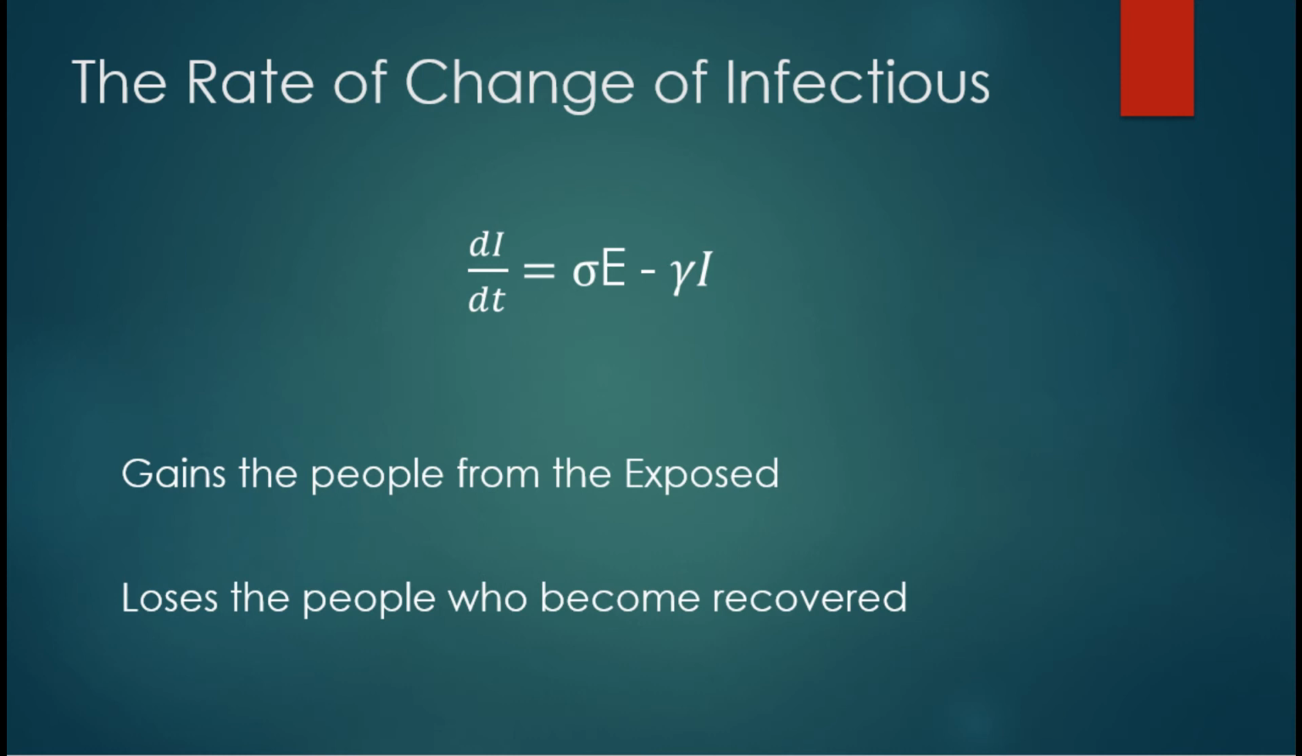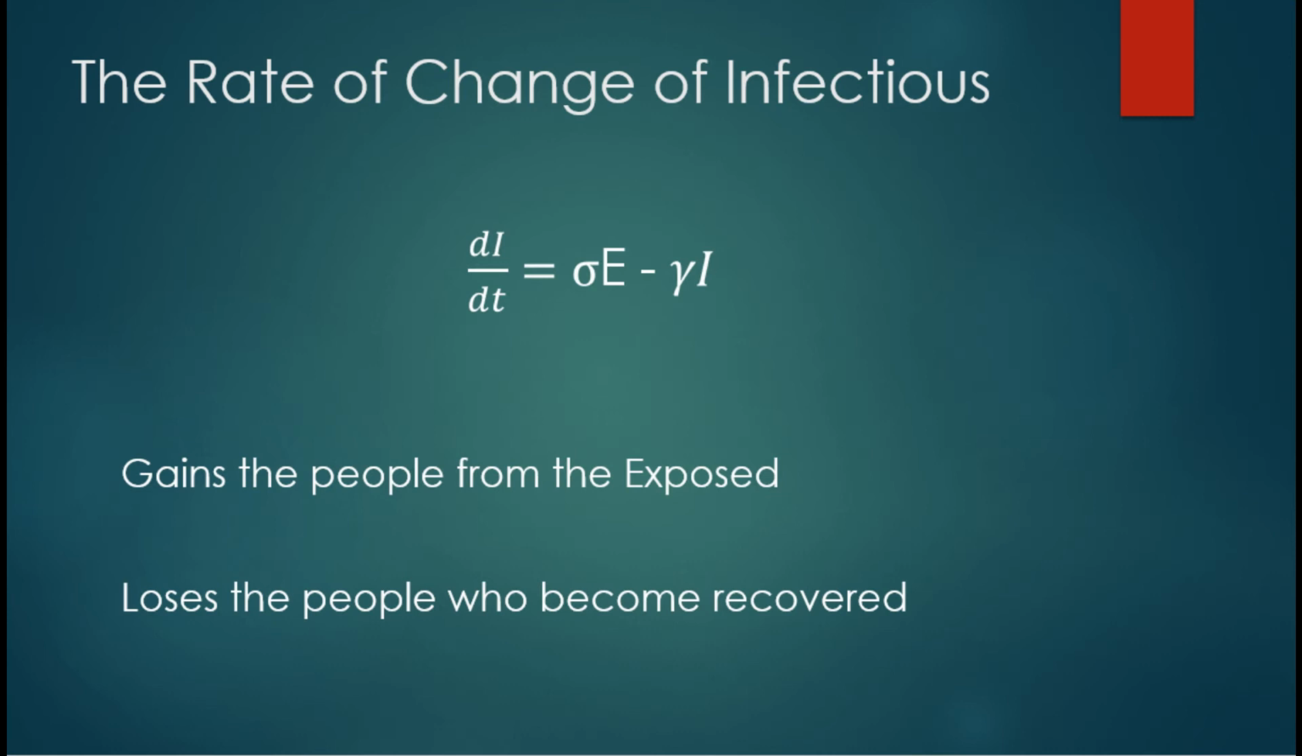So dI by dt, the rate of change of the infectious, is sigma E minus gamma I. So sigma E is the proportion of people coming in from the exposed category into the infectious category each day, and then gamma I is the probability of someone becoming recovered each day, and how many people becoming recovered each day is being subtracted from the people becoming infectious each day. So if gamma I is greater than sigma E, then the rate of change of infectious is decreasing, which is what we want.